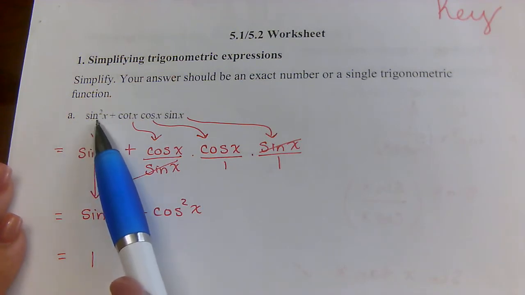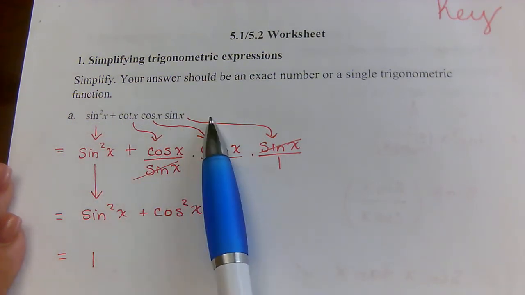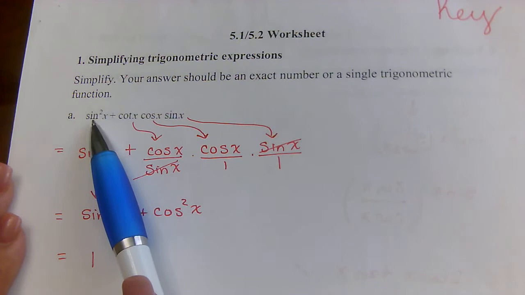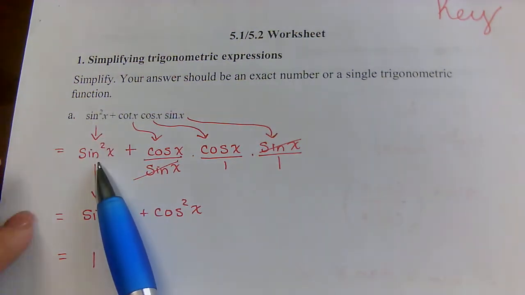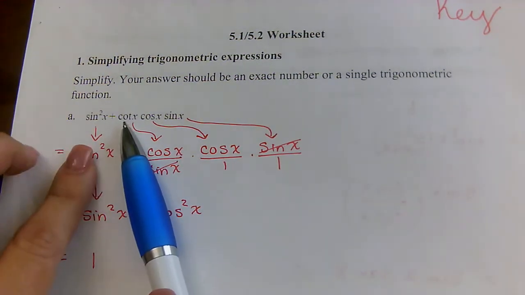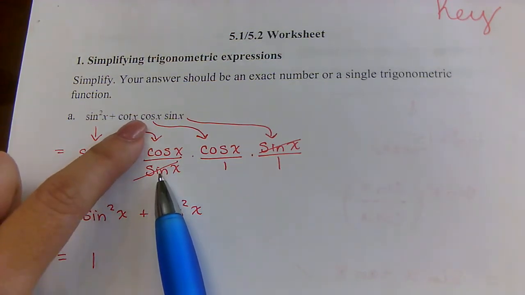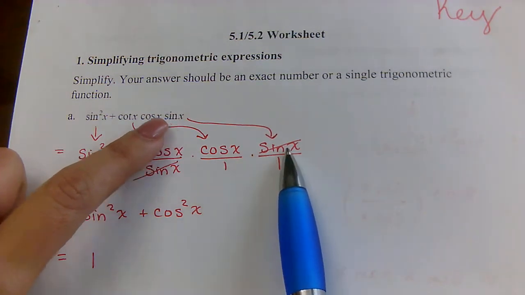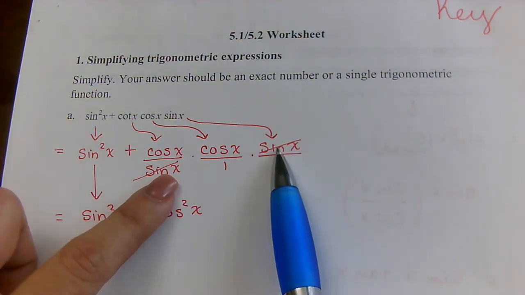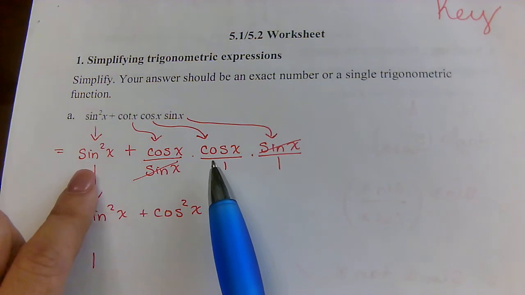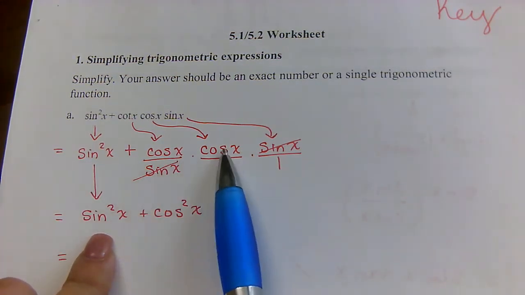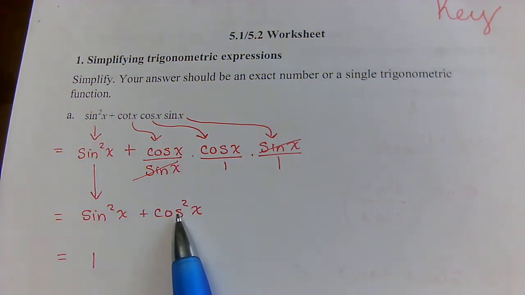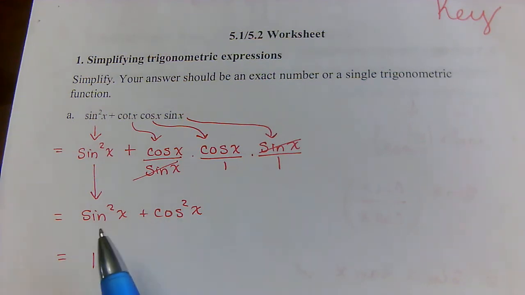So all I'm doing here is breaking everything up into parts. Sine squared, I just left it straight out. I did cotangent as cosine over sine. X goes to both of them. And then cosine, and then this is times sine. So here you can see these two sines cancel out, and I'm left with sine squared plus cosine squared. Using the Pythagorean identity, sine squared plus cosine squared is just equal to 1.